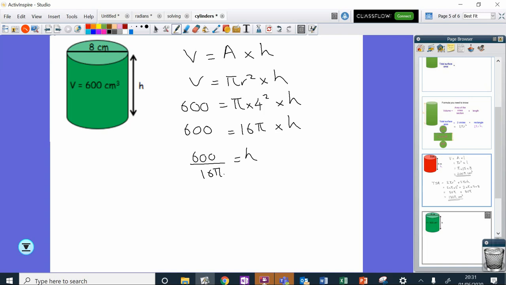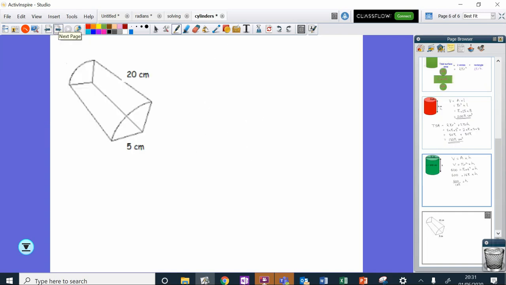And we could even ask you to find the total surface area now, which is absolutely fine because we've got all the information we need. Just bung it in your calculator, bung it into the formula. This is way better. So let's just look at the volume of this one.